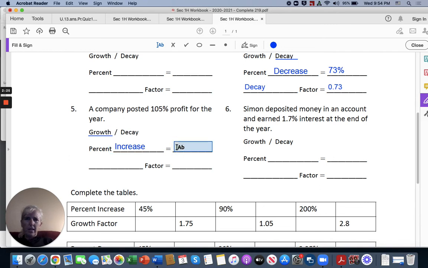And what is the increase? Again, we're going to take 105% and add 100% to that, because if they have all of that profit, you still have 100% of your cost. So the total would be 205%. So again, it would be a growth factor. And then we switch this percent to decimal. So 2.05 is your growth factor.